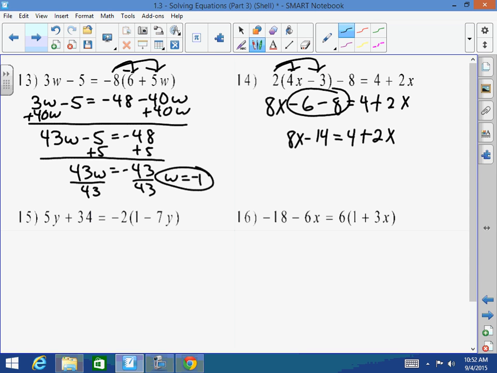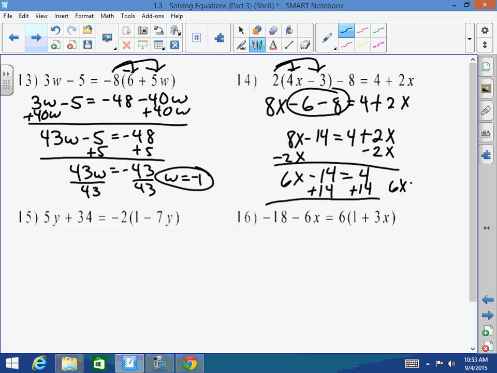How do I bring 2x to the other side, though? Excellent, son. You subtract 2x to both sides. So this is 6x minus 14 equals 4. Excellent. You add 14 to get rid of a negative 14 to both sides, which leaves me with 6x equals 18. Divide by 6 to both sides. X equals 3. Fantastic. Well done.